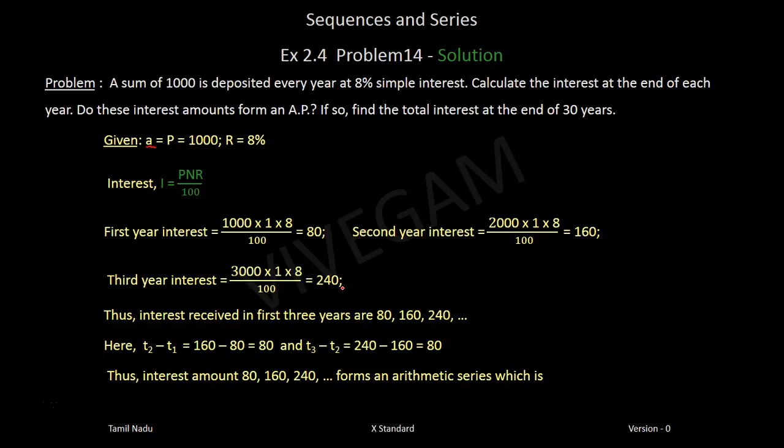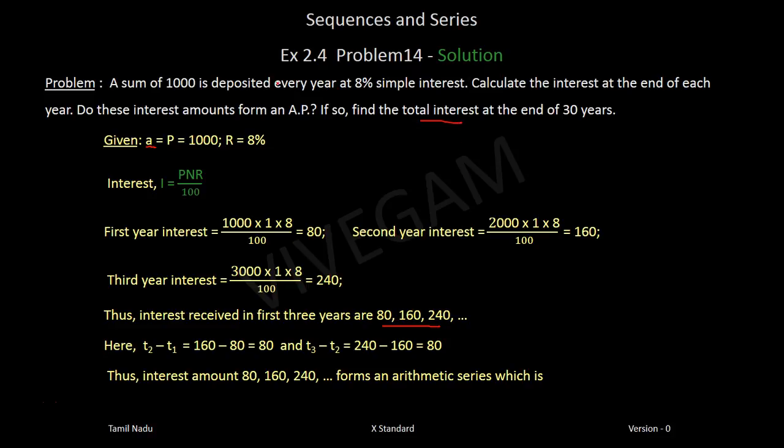So what are the interest amounts received? 80, 160, 240. And this is the arithmetic series for which you have to calculate the sum. That's what I told you. This is not A, it's a mistake here. Yearly deposit is 1000 rupees. This is the arithmetic progression for which you have to calculate, because you asked total interest, right?